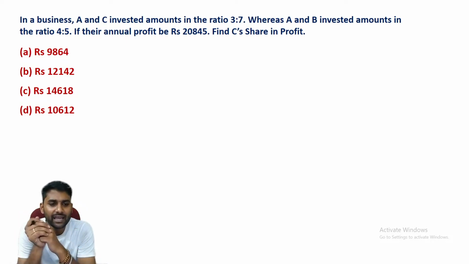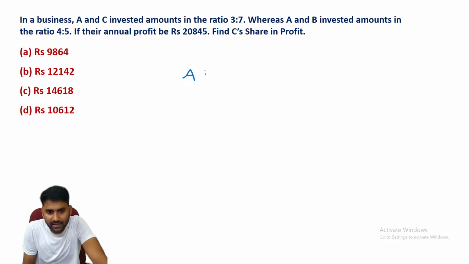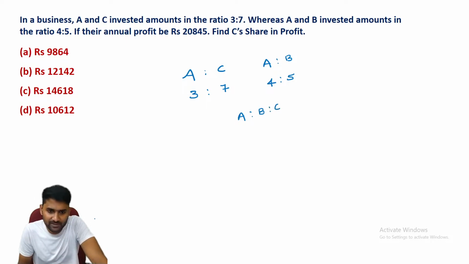In a business, A and C invested amounts in the ratio of 3 is to 7, whereas A and B invested amounts in the ratio of 4 is to 5. Their annual profit is 20,845. What is C's share in the profit? Now see, AC invested in the ratio of 3 is to 7 and AB invested in the ratio of 4 is to 5. Now, if you combine these ratios, first identify the respective ratio of ABC.